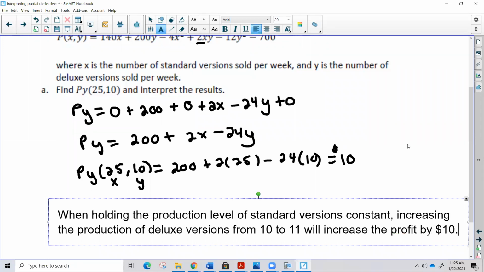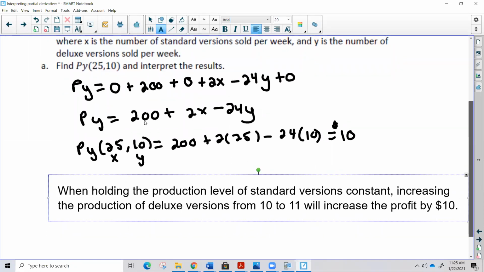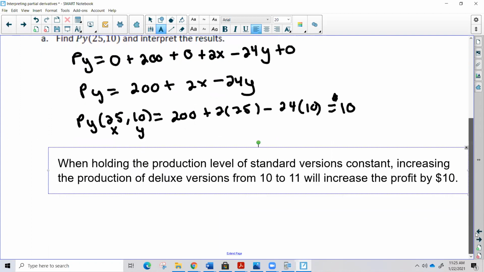So when you're explaining these, you have to say something about keeping the standard level the same. You could also say when the standard level stays at 25 standard versions per week and the deluxe versions sold increases from 10 to 11, the profit increases by 10, that's fine. But you need to talk about the other variable staying constant, the variable we're looking at increasing by 1, and then how much our function, which in this case is profit, is either increasing or decreasing. And if it's positive, it's increasing. If it's negative, it's decreasing.